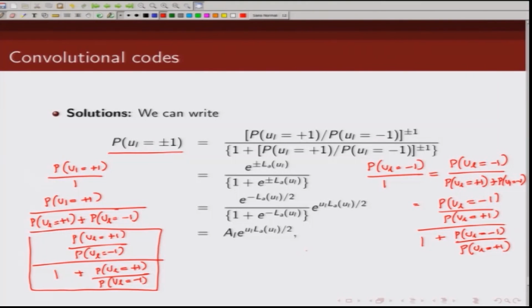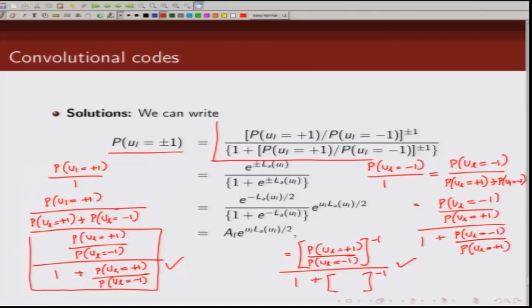Now, this I can also write as the probability of UL being plus 1 by the probability of UL being minus 1 raised to the power minus 1, and the denominator is 1 plus the same thing raised to the power minus 1. So, if I combine this and this, what I get is the first step here. I can write by combining this and this, I will get this.